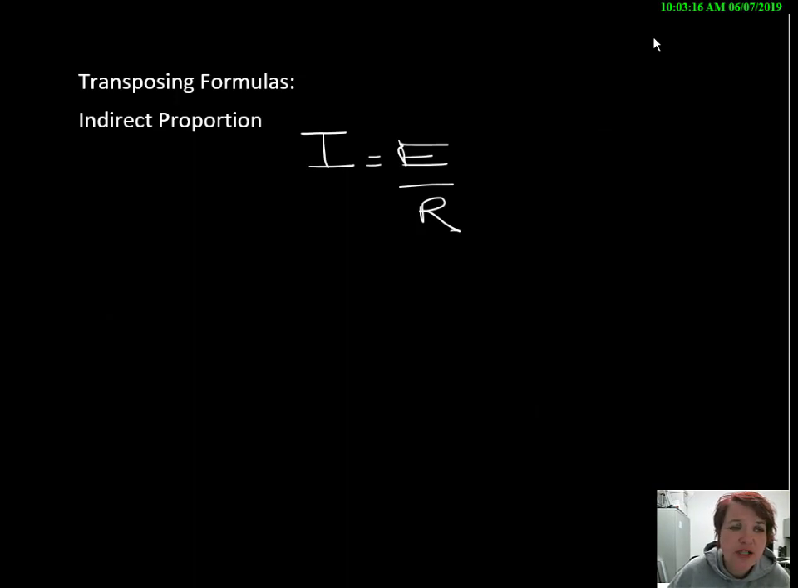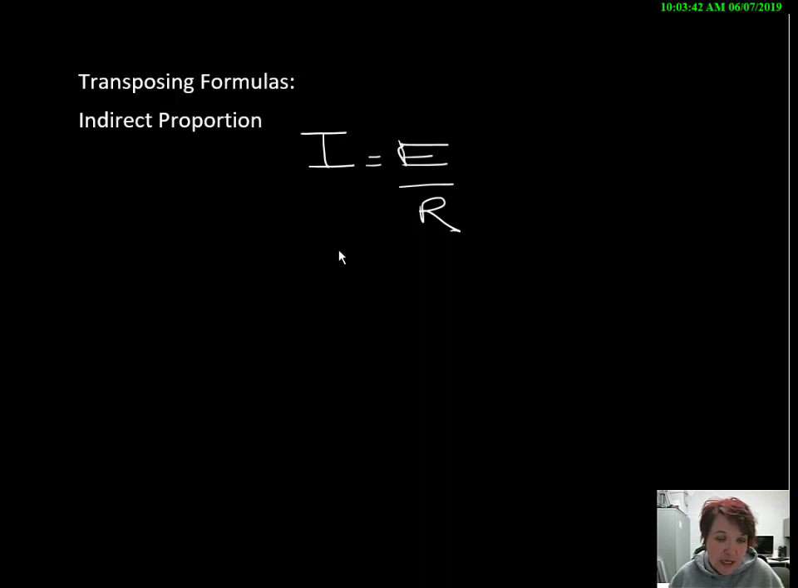The next thing I want to talk to you guys about is when your formulas are not in a direct proportion, rather they are in an indirect proportion. So a formula that includes a denominator or a function of division. So you can see here that I'm going back to our Ohm's law, I equals E over R. We in fact have indirect proportion.